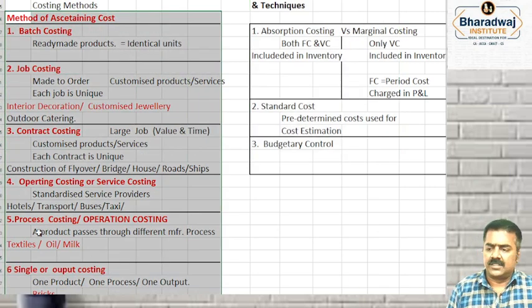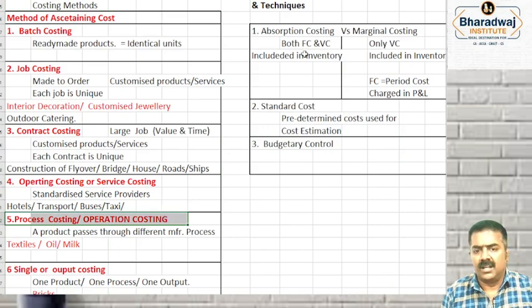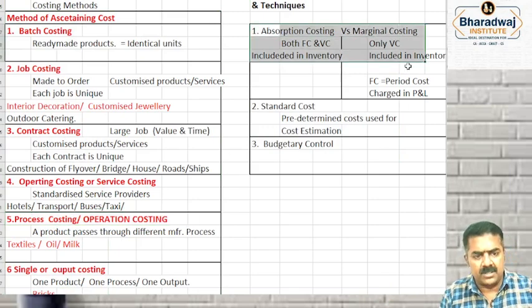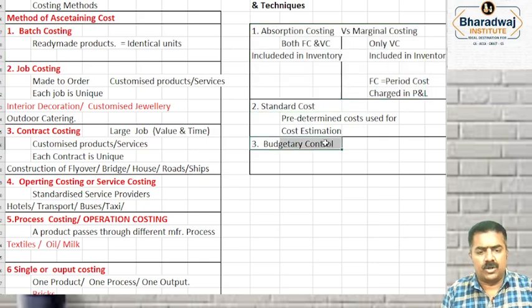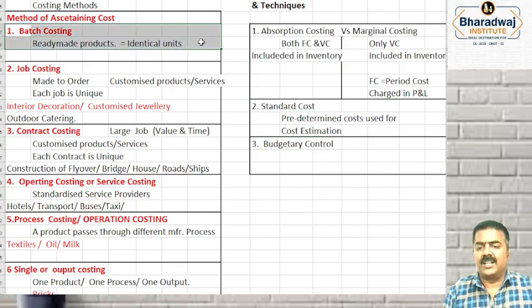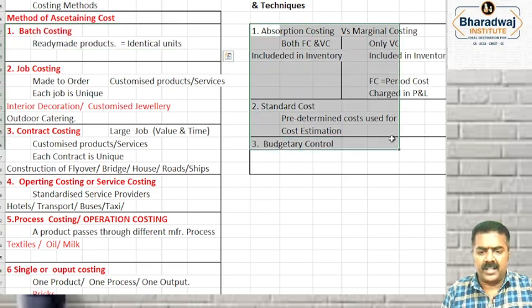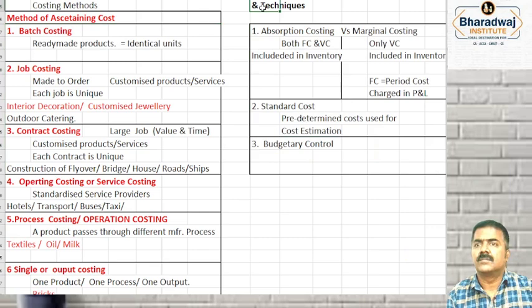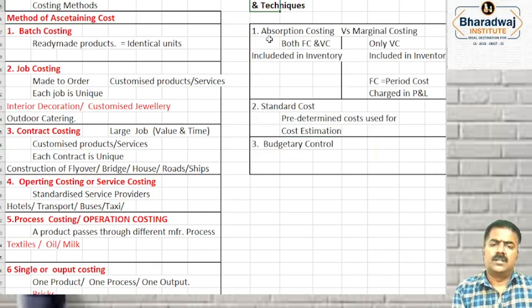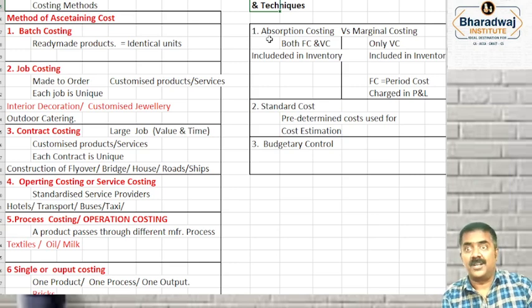These techniques are applicable for any of these. Sir, I am manufacturing process costing. I can follow either absorption costing or marginal costing technique. I can also use standard costing. I can also use which one? Budgetary control. Sir, I'm making ready-made products. Can I apply any of these techniques? Yes. Choice is yours. That is called as which one? Depending upon situation, you can change the technique also.